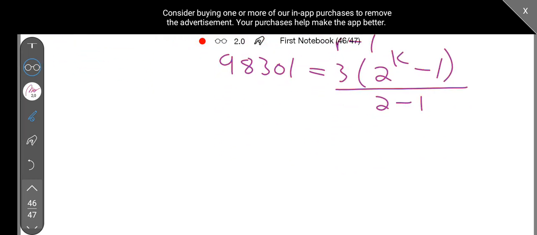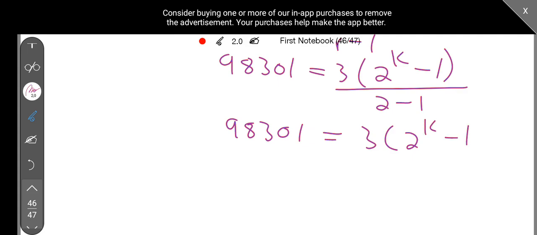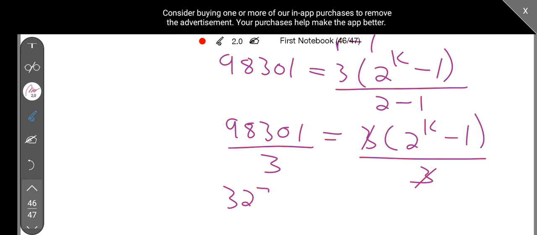So here we have 98301 is equal to 3 multiplied by 2 to the power of k minus 1, over 1. We can just leave it because over 1 makes no difference. So what's next? We're going to divide both sides by 3. If we divide 98301 by 3, we get 32767. That is, 32767 is equal to 2 to the power of k minus 1.